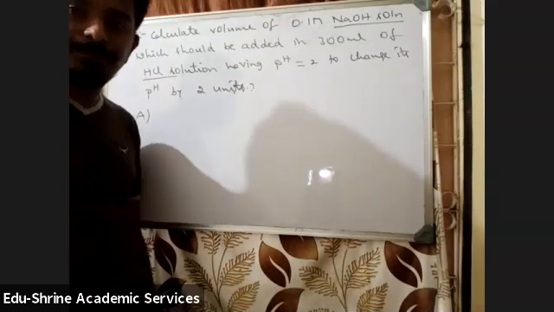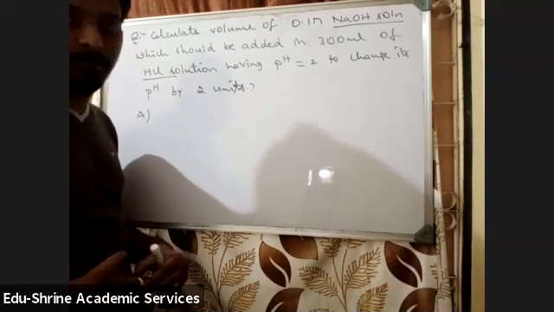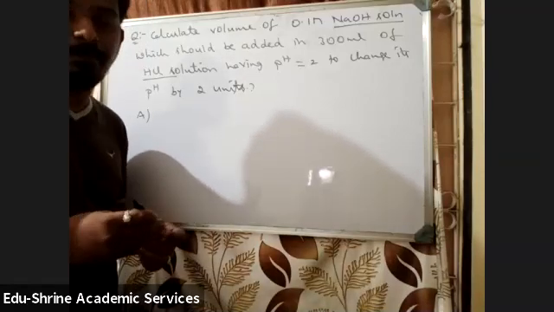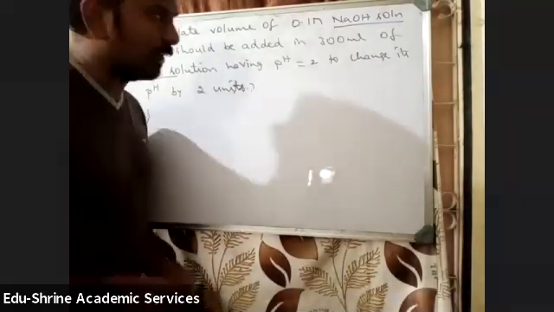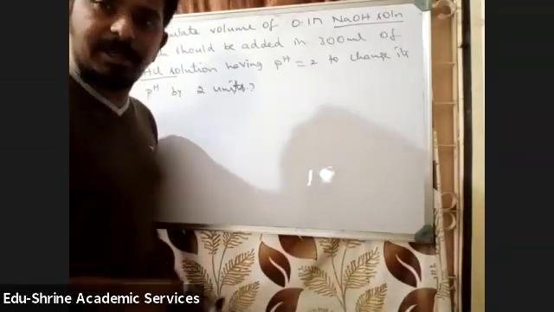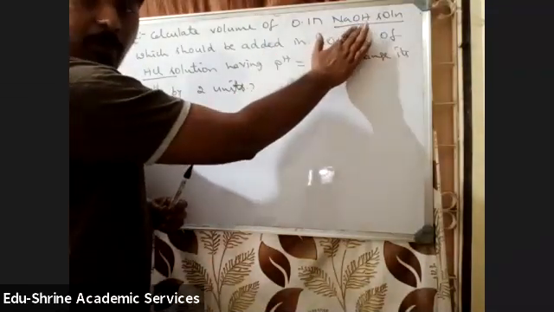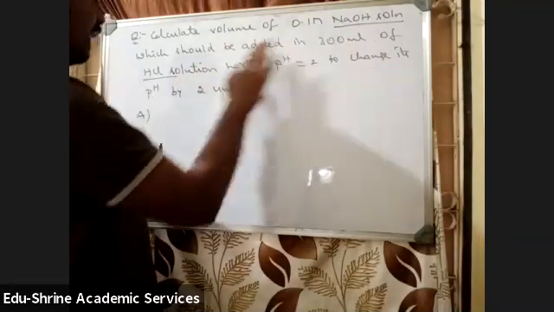30 ml. Any other answers? See, understand the question, not the direct question. You need to think and answer. See what they are telling. You need to calculate how much amount of NaOH solution is added to 300 ml of HCl.